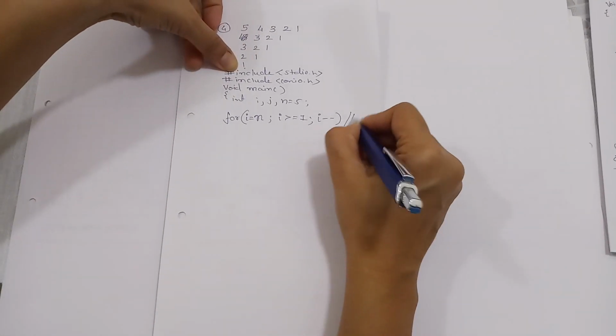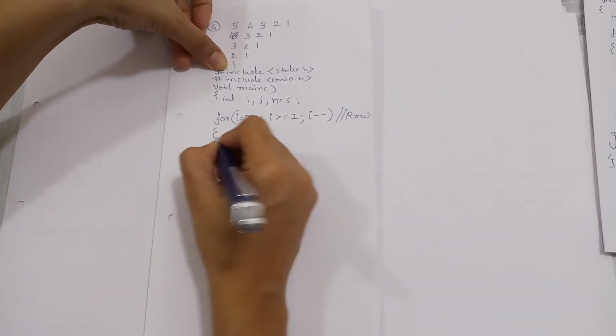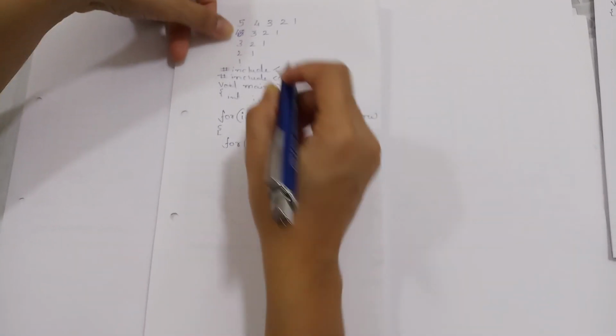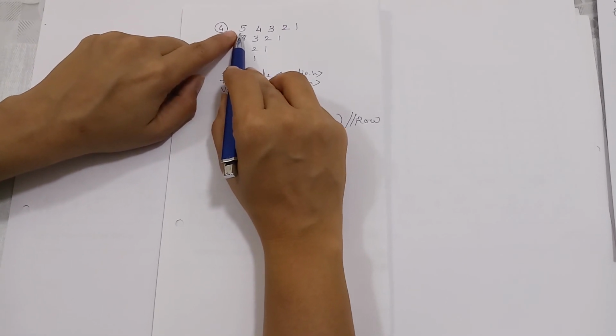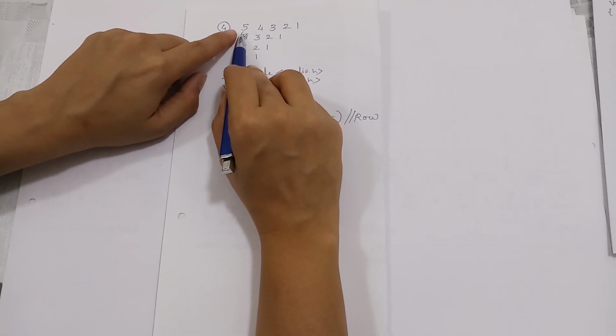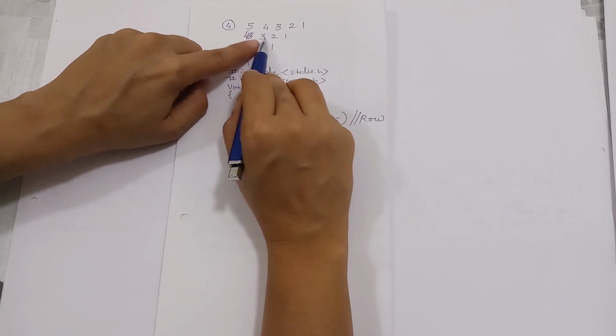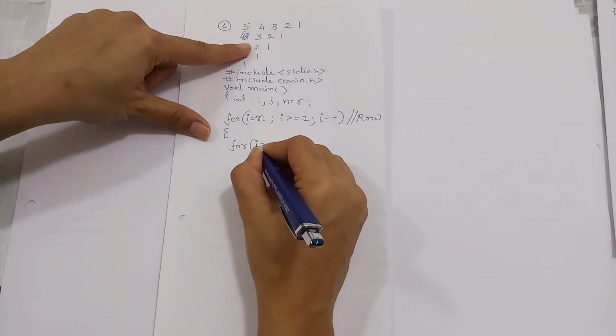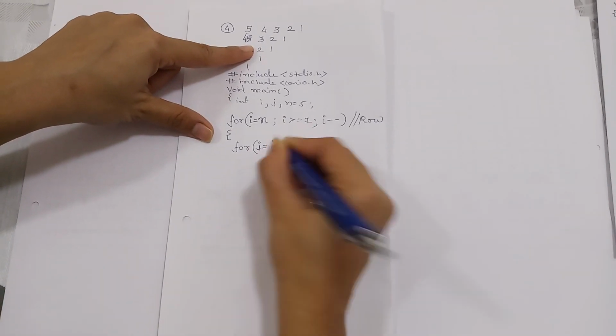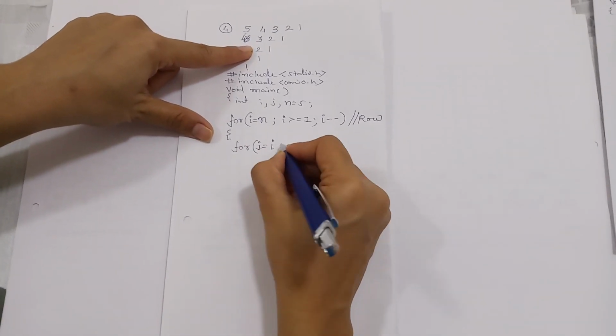Row number, we are talking about row. Then for each and every row my printing is starting from 5. So I have to start printing from 5, 4, 3, 2, 1. So 4, 3, 2, 1. So printing is starting from the value of i. So j should be initialized with i, which is the row number.